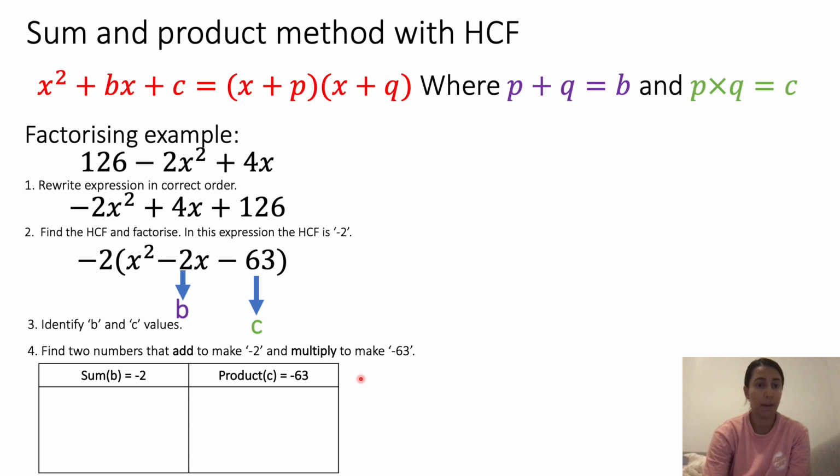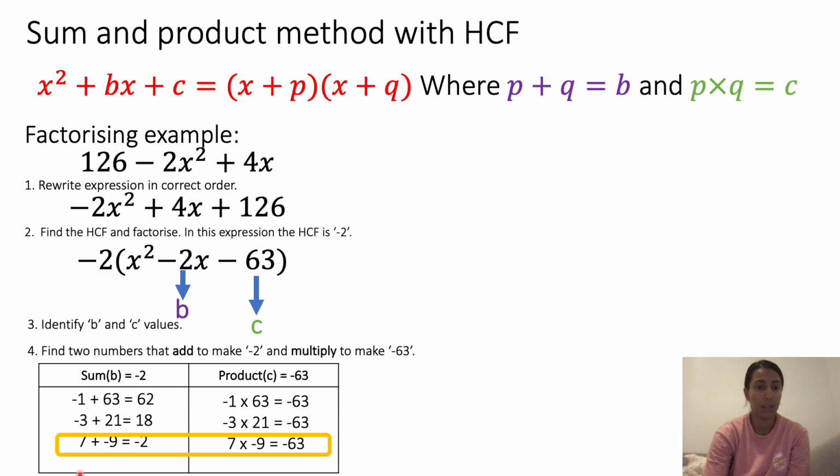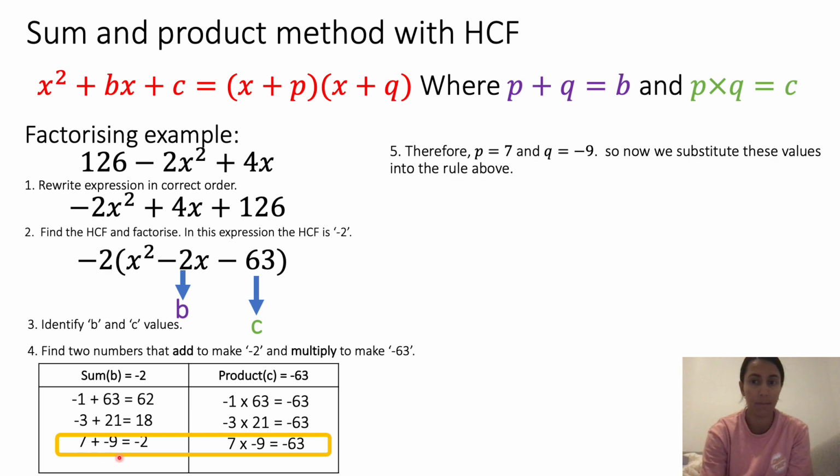So I've got my little table here. My factors of 63 are here. And then if I use these same factors for the sum, this is what I would get. So we can see that 7 plus -9 would be -2. And 7 times -9 would be -63. Again, if we had done the negative on the 7, it would have worked for the product, but not for the sum. So sometimes you just have to check both options.